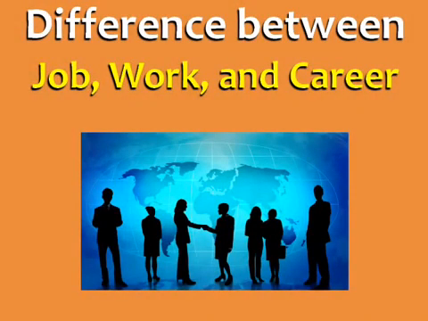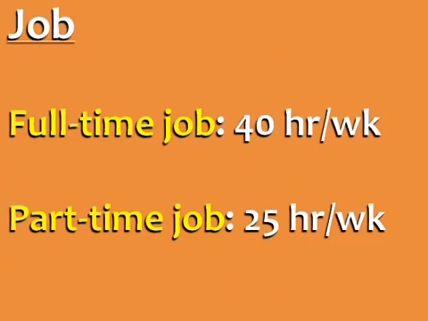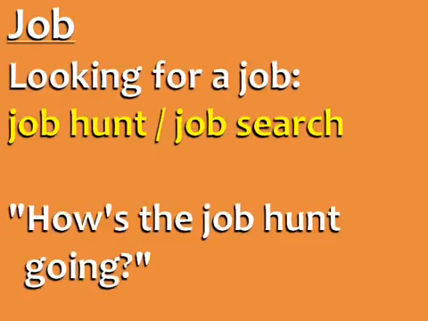Difference between job, work, and career from espressoenglish.net. A job is a regular and official activity that you do and receive money, a salary. It is also called a profession or an occupation. You can have a full-time job, 40 hours per week, or a part-time job, around 25 hours per week.